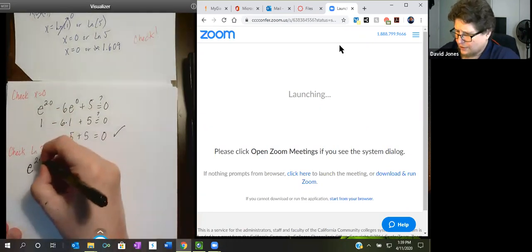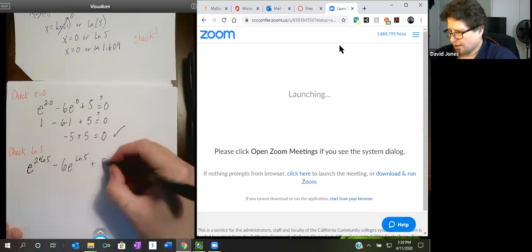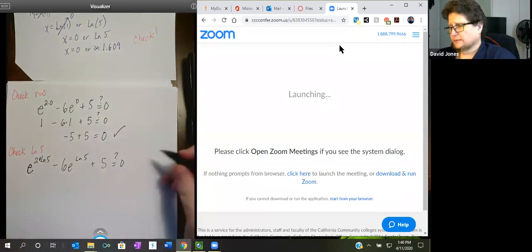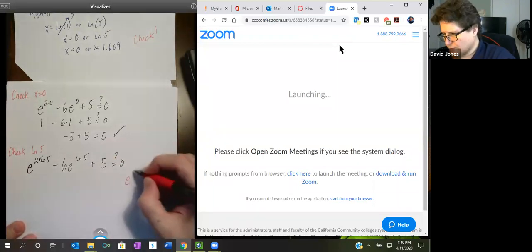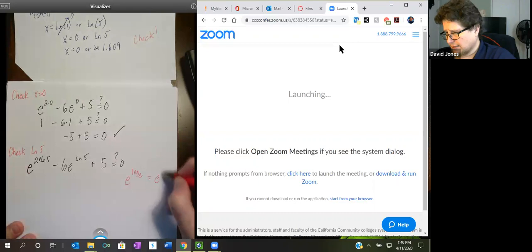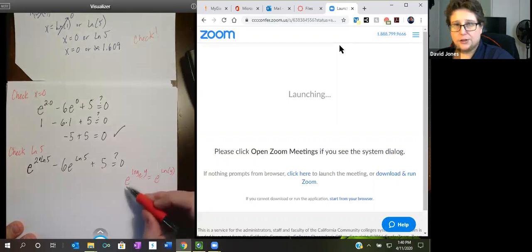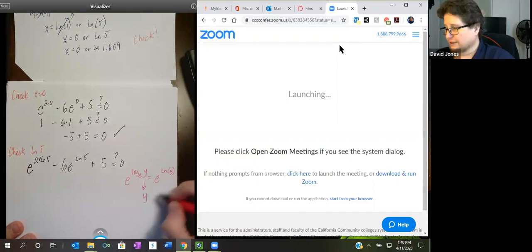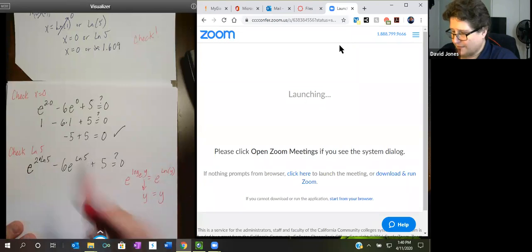e to the 2 times natural log of 5 minus 6e to the natural log of 5 plus 5. Does that equal 0? Now, it's important that you recognize that ln is really saying log base e. And no matter what that is, the e and the log e, we had that. An exponent raised to the log with the same base is just the value. So e to the natural log of 5, this just is 5.